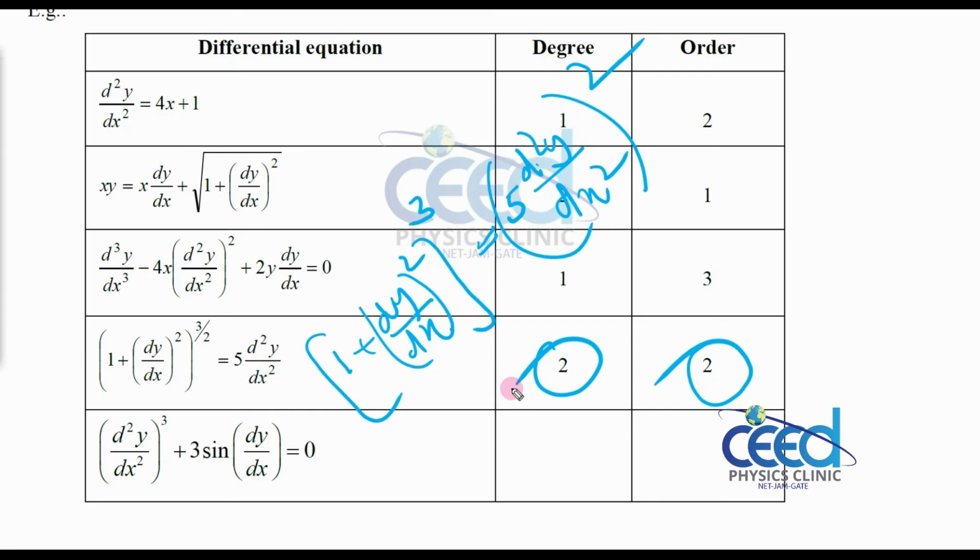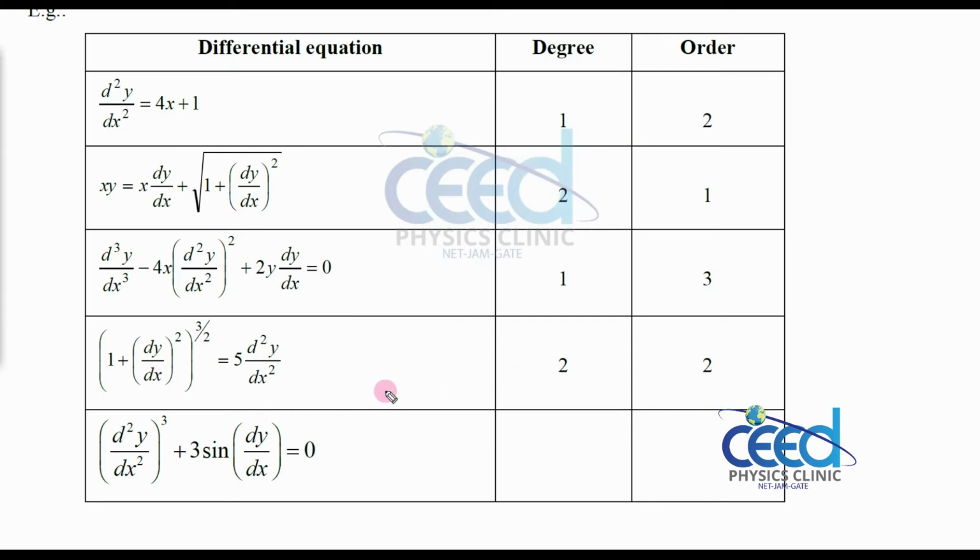Now we have one more question here. See, (d²y/dx²) whole cube plus 3 sin(dy/dx). From it, it is clear that the highest order derivative is 2, so you can say order is 2, but the degree is not defined. Why?